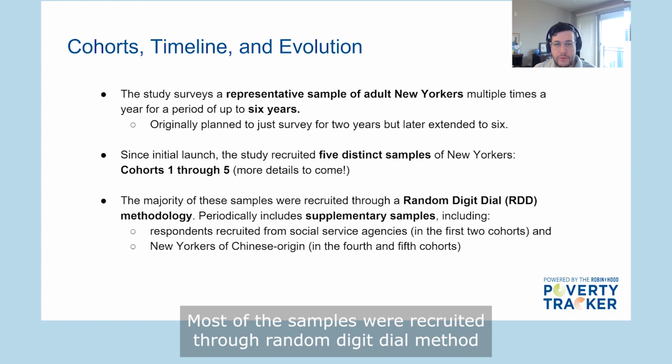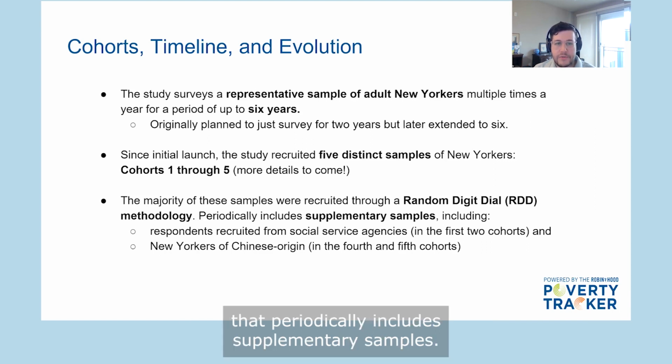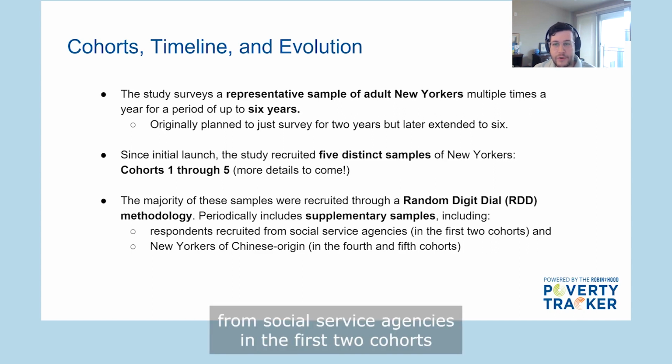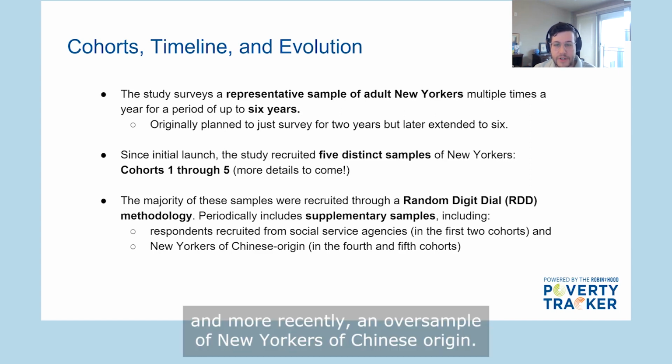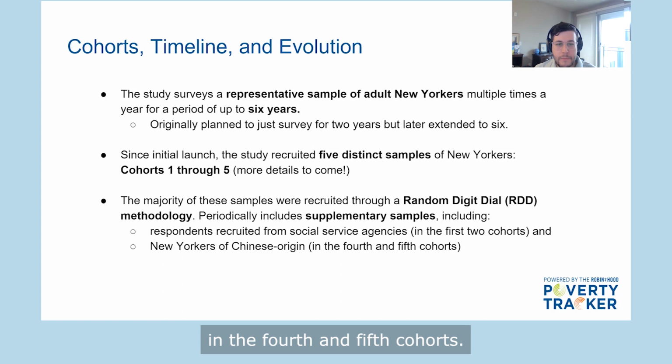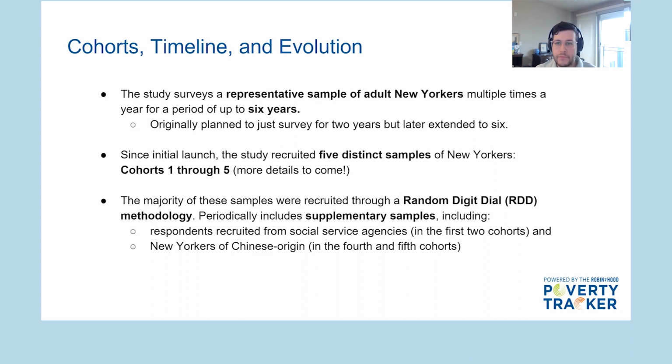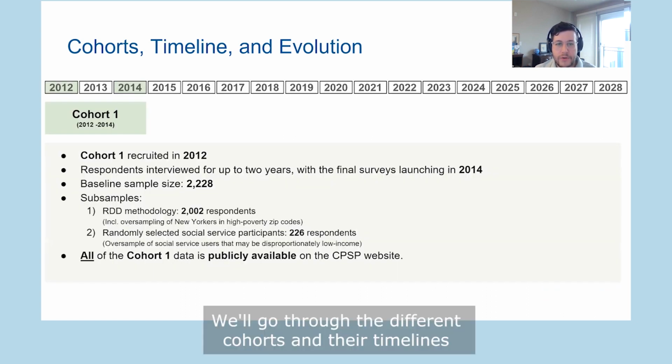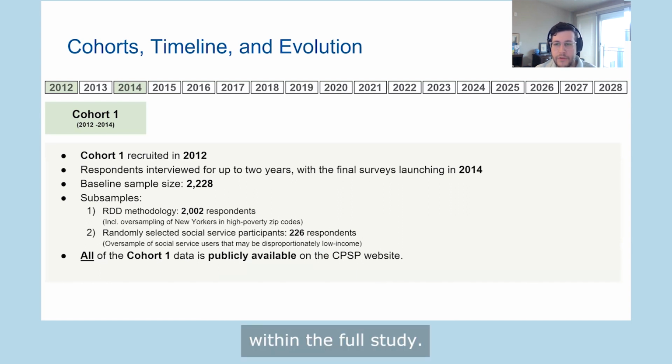Most of the samples were recruited through a random digit dial methodology, though we periodically include supplementary samples. This includes a supplementary sample of respondents recruited from social service agencies in the first 2 cohorts, and more recently, an oversample of New Yorkers of Chinese origin in the 4th and 5th cohorts. So now we'll go through the different cohorts and their timelines within the full study.